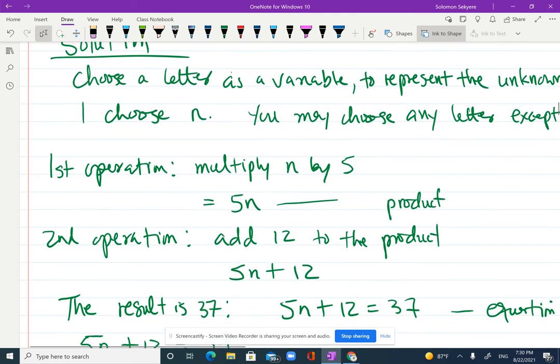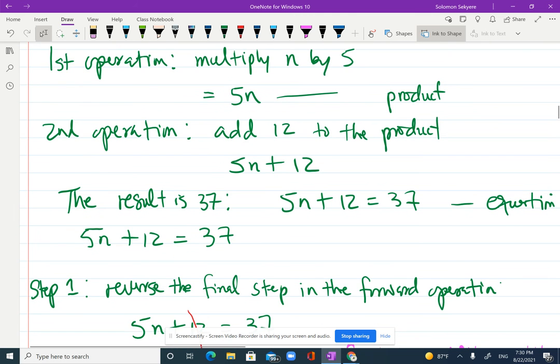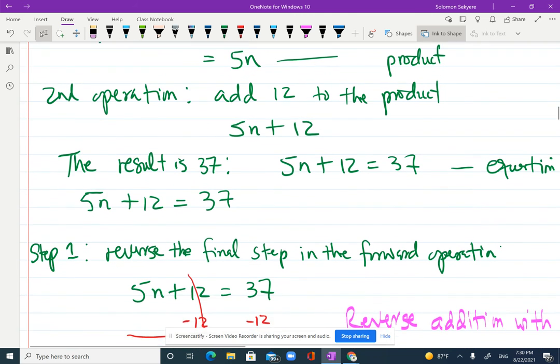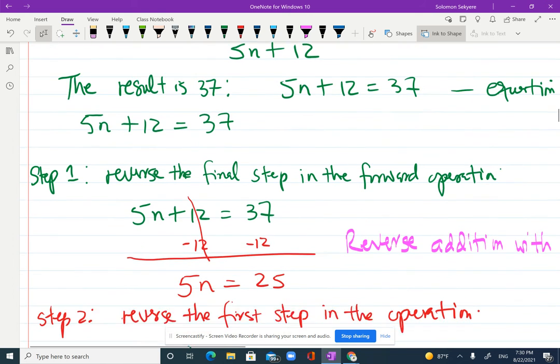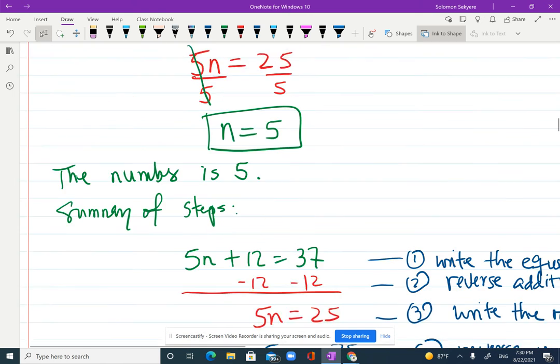So this is it. You can watch this solution with the worksheet. This is the video. You're going to have the worksheet, so work with it. Now, the number is what? 5, right?